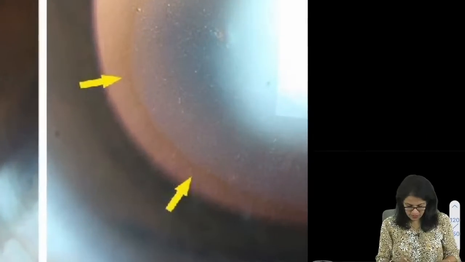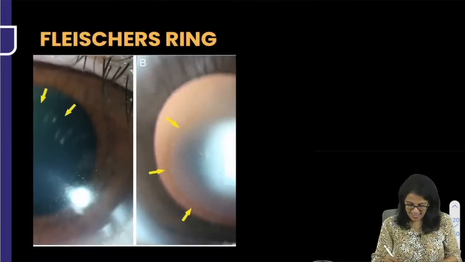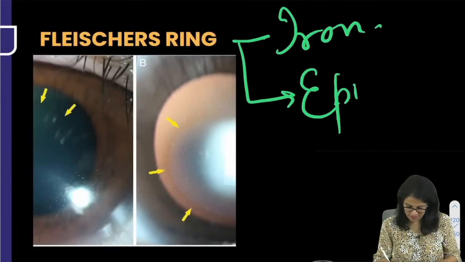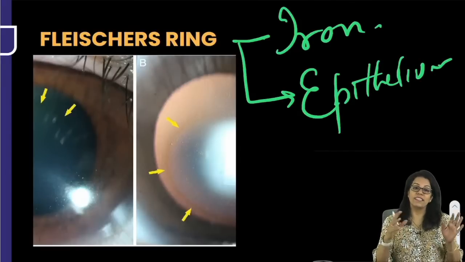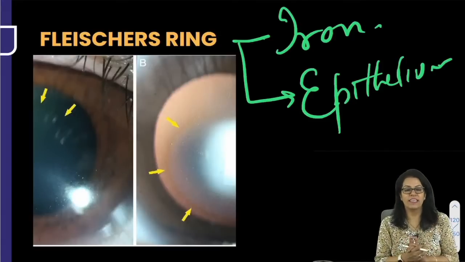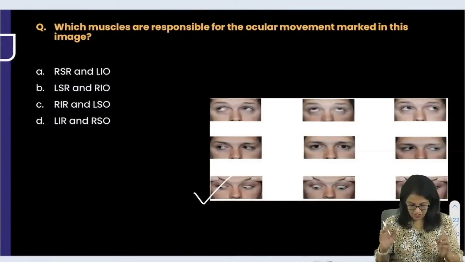What is this you see, look at this, the yellow arrows, Fleischer's ring, iron deposition. Where is the iron deposited? Epithelium, Fleischer's ring. What was the case of Fleischer? So many times we have discussed. Copper deposition in Descemet's membrane in chalcosis, right? Okay. Then we talk about this question.